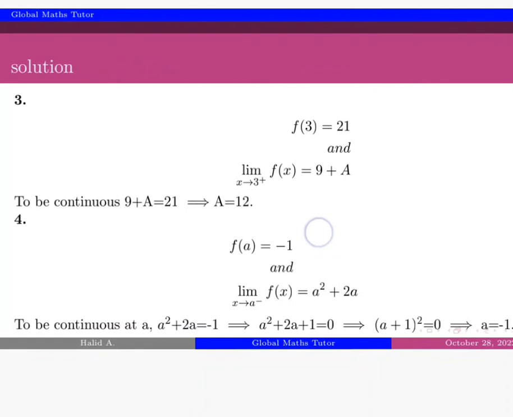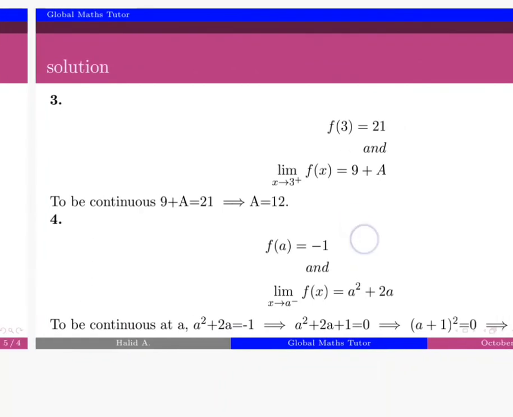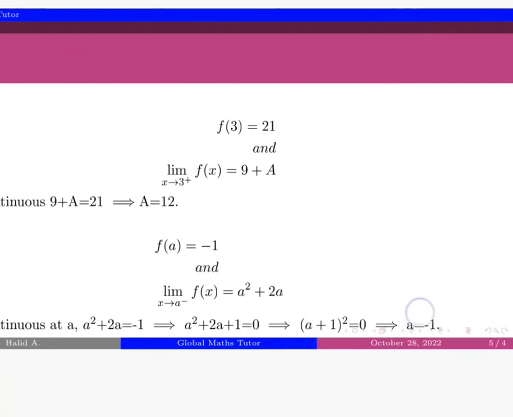Therefore, f of a is, we know, -1, and the limit of f of x from the negative side, the left hand limit, is a squared plus 2a, and to be continuous this should be satisfied. Therefore, a squared plus 2a plus 1 is equal to 0. It means a squared plus 2a plus 1 is a plus 1 the whole square equal to 0. Therefore, a is -1. So a will be -1. If a is -1, then this function will be continuous over the real numbers.